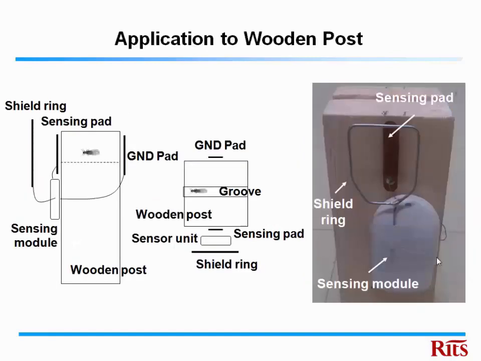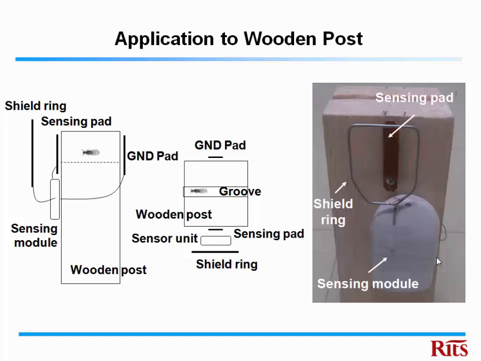So this is the actual implementation for pest sensing. To the wooden post, the sensing module is attached with the sensing pads, 2 sensing pads. In addition to those sensing pads, we applied a shield ring. You can see it on the left-hand side.